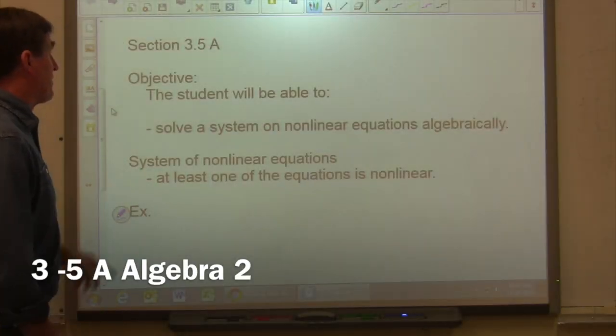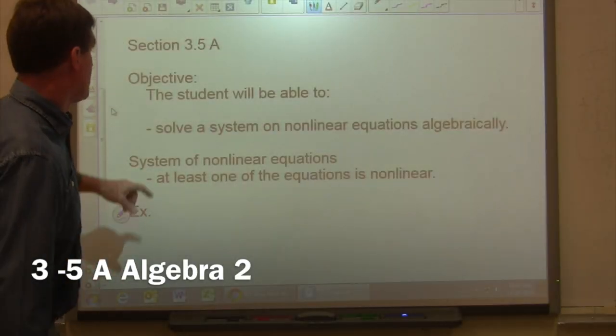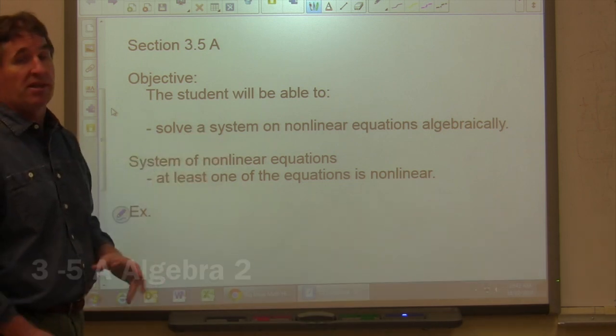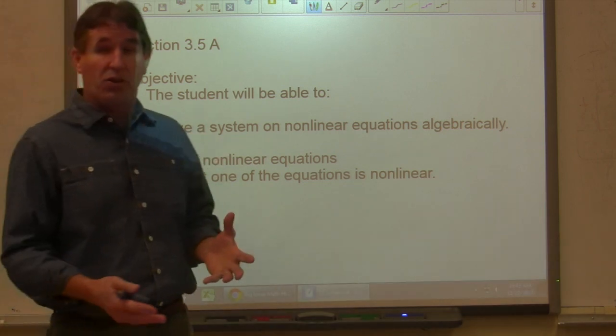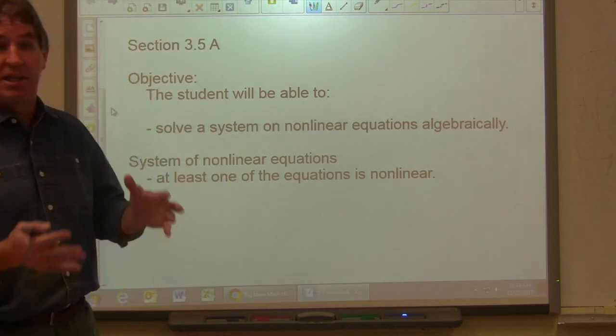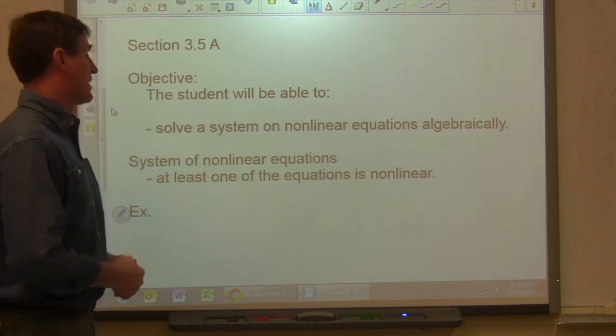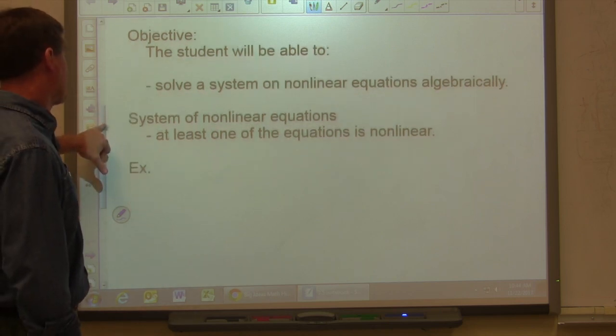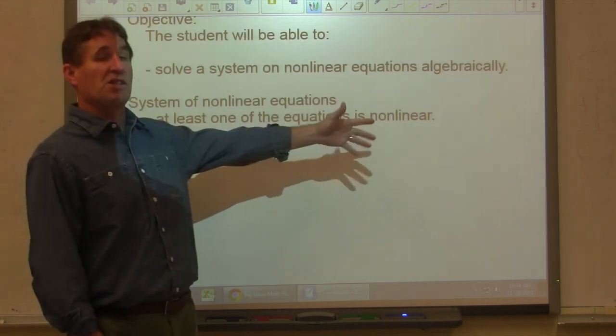So this is section 3.5a. Our objective for today is the student will be able to solve a system of nonlinear equations algebraically. Now we've solved systems of linear equations where we used elimination, substitution, things like that to solve them. Now we're going to solve a system of nonlinear equations, which means at least one of the equations is nonlinear.